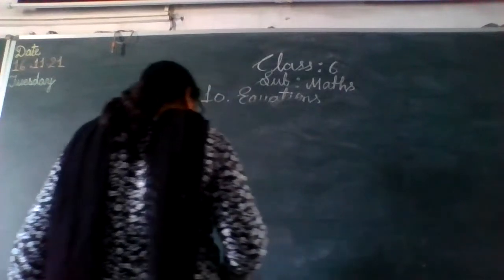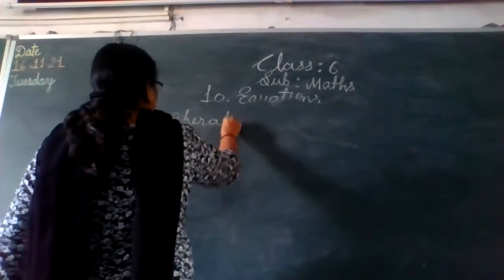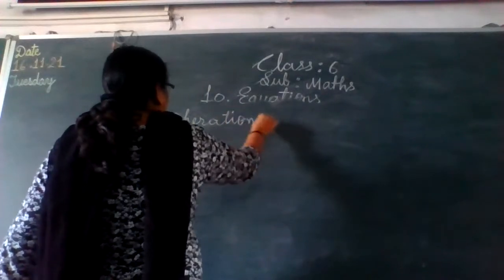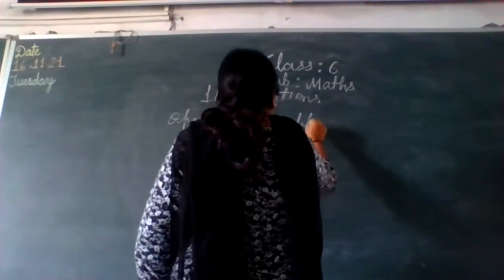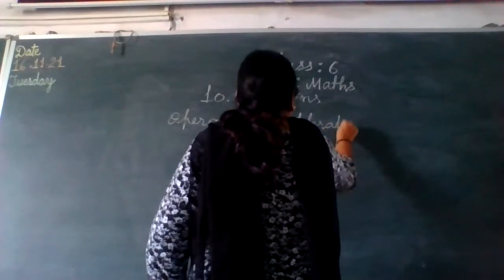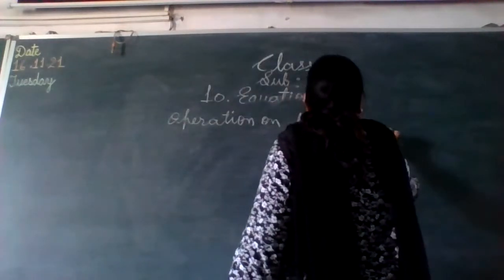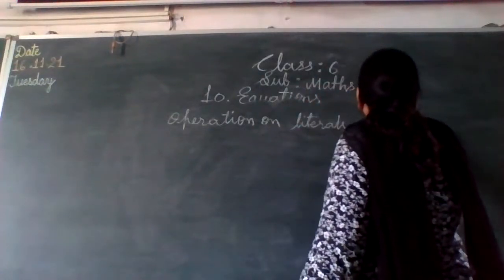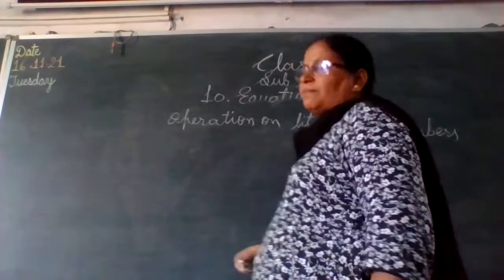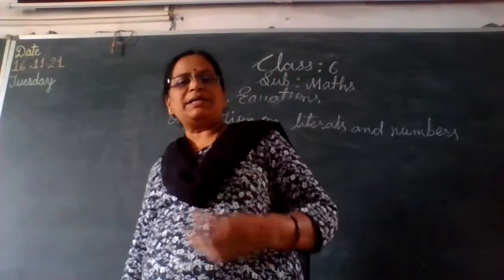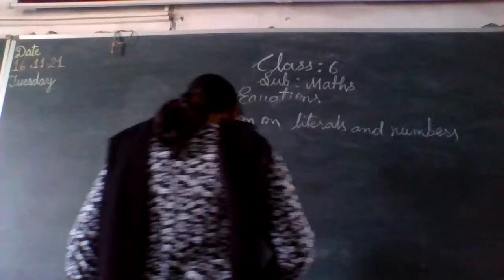So let us see another term, beta. Operations on letters and numbers. So the four fundamental operations are addition, subtraction, multiplication, and division. Okay, so let us see first addition of literals.